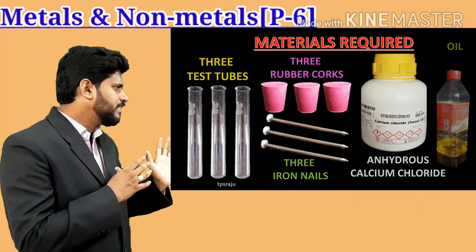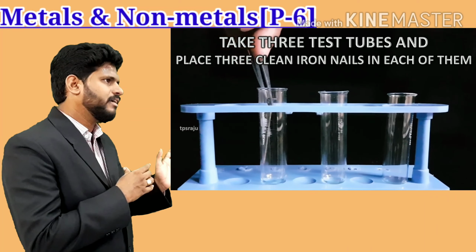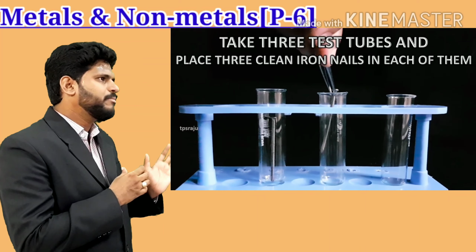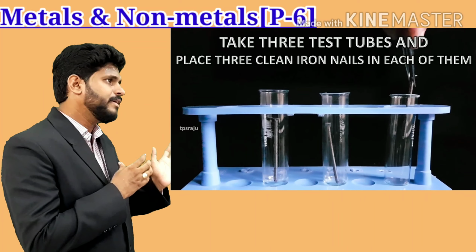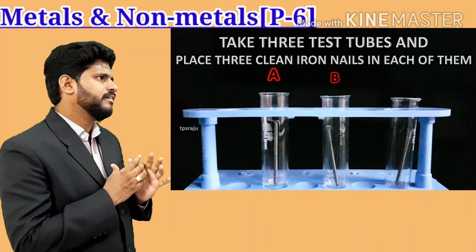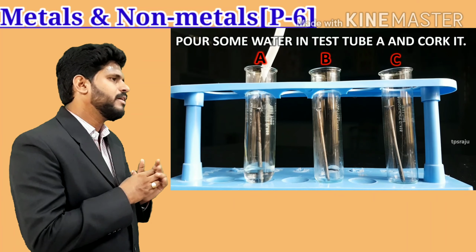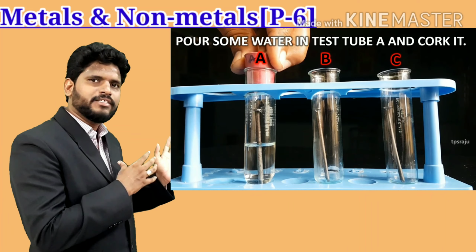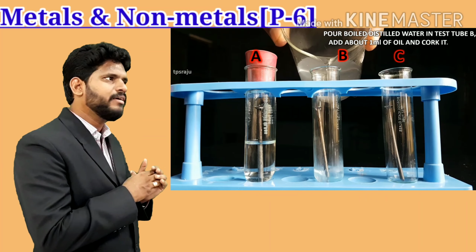First take the 3 test tubes and place 3 clean iron nails in each of them. Label the test tubes as A, B and C. Now we have to fill some amount of water in the first tube and close it with the help of the cork. In the second test tube, we have to take some amount of boiled water.